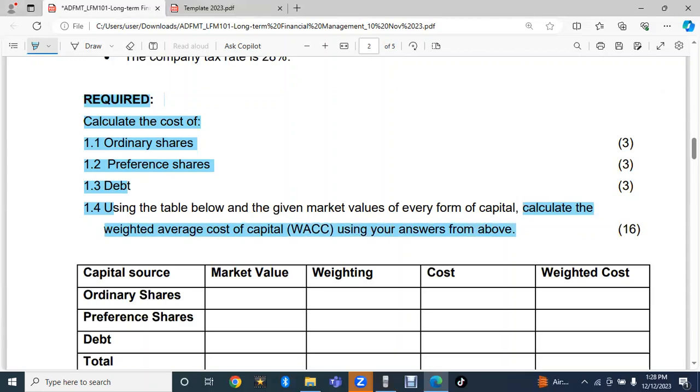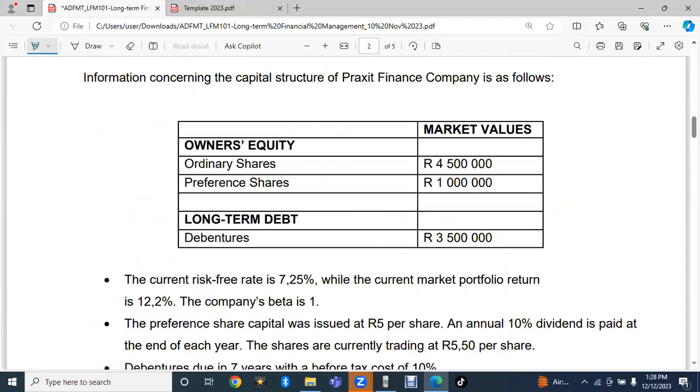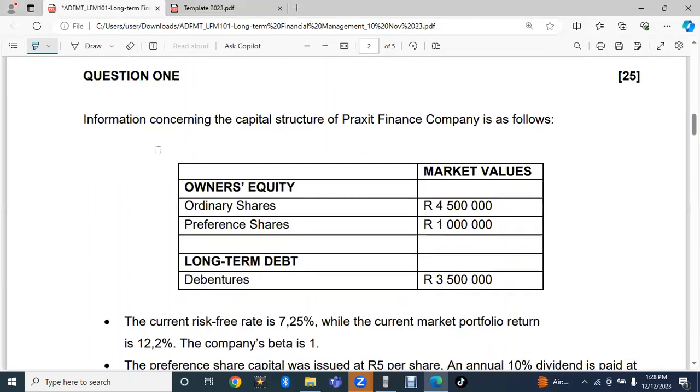So guys, we already know what is required of us. Now let us read the information that is given in the question. This question is out of 25 marks. Information containing the capital structure of Brexit Finance Company is as follows. Here we are given the capital structure with the market values. We have owner's equity, which consists of ordinary shares with a market value of 4.5 million, preference shares with a market value of 1 million, and we have long-term debt, which consists of debentures with a market value of 3.5 million.